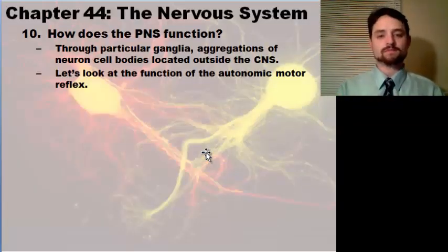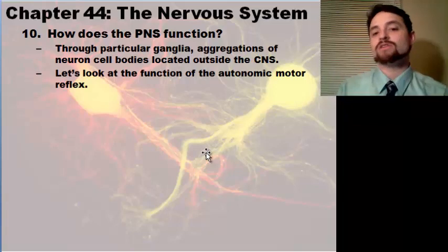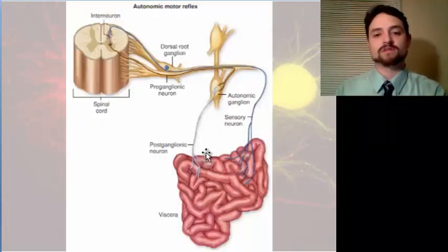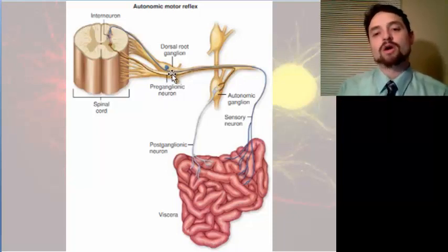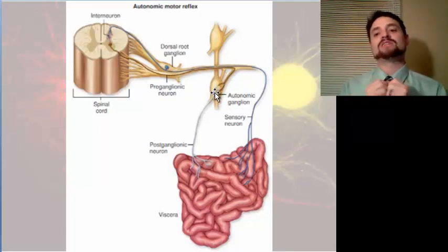All right. So how does the peripheral nervous system, the PNS, function? Through particular ganglia, aggregations of neuron cell bodies located outside of the central nervous system. So let's look here. Here we've got the spinal cord, the central nervous system, and then you've got a dorsal root ganglion. Now that dorsal root ganglion and the pre-ganglionic neurons are right here together. And you get this response in the autonomic ganglion there that's going to actually send that response.